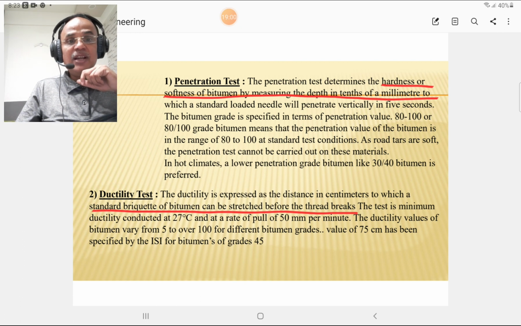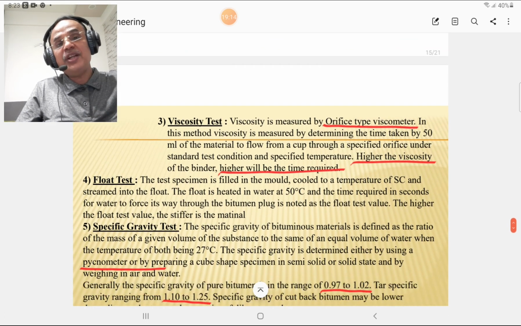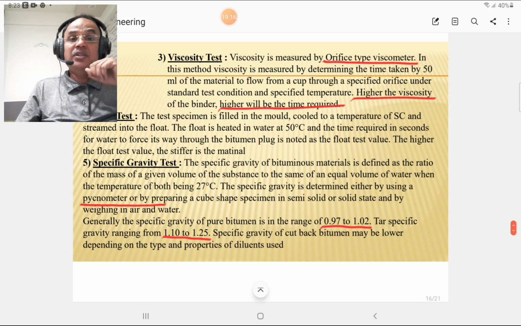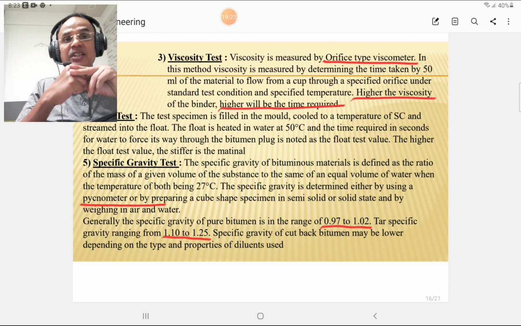The ductility values of bitumen vary from 5 to 100 for different bitumen grades. A value of 75 centimeter can be specified by ISI for bitumen of grade 45. So there are different values, and you need to remember them if more tough question papers are asked. You must refer to various books on highway engineering, especially Khanna and Justo, which is the Bible of highway engineering. You must read that book to get more and more ideas clear regarding highway engineering.